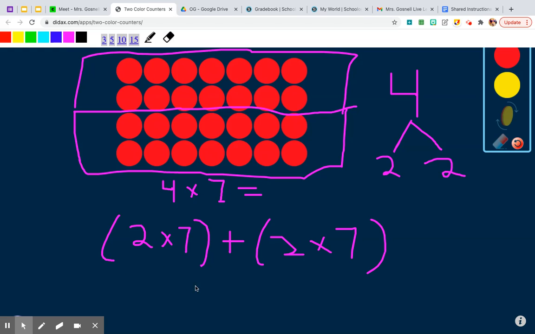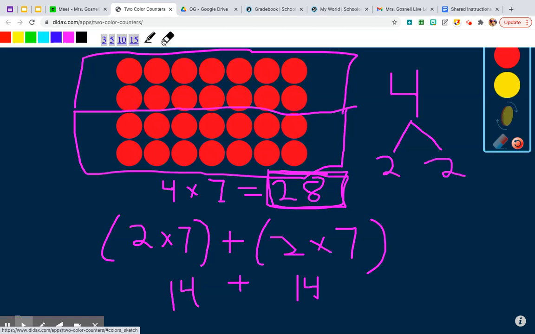Now I know if I add the 2 products here together, I'm going to get my total amount. So 2 times 7 is 14, and 2 times 7 here is 14. I'm going to bring that plus sign down to represent my addition here. 14 plus 14 is 28. Notice how we received the same product and just solved it a different way.